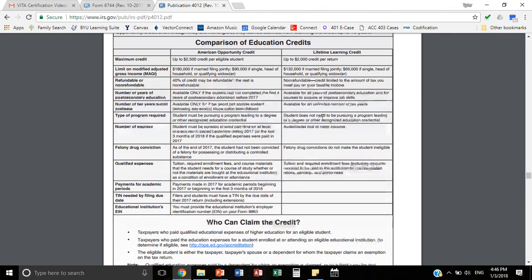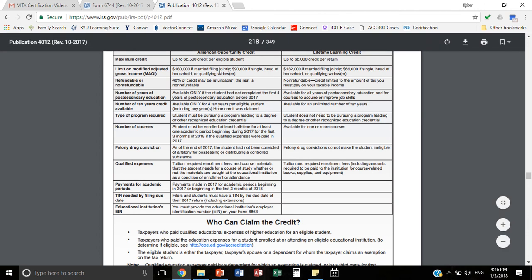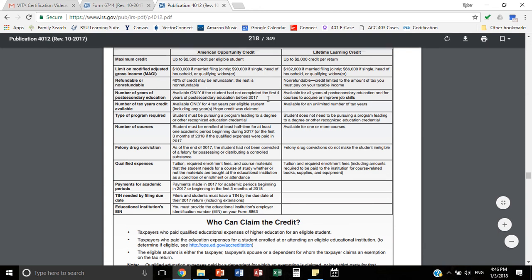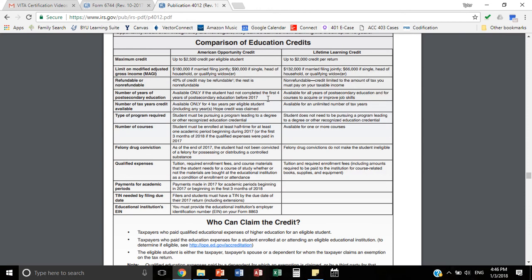So this little table right here talks about the American Opportunity Credit as well as a Lifetime Learning Credit. But the American Opportunity Credit is the one that we're looking at. This just talks about some of the details of the credit, but starting right here, it's available only if the student had not completed the first 4 years of post-secondary education before 2017. It says that Chris was in his 3rd year of school, so he hasn't completed his 1st year, so he fits that criteria. It's available only for 4 tax years per eligible student, including any years Hope Credit was claimed. The Hope Credit is basically the precursor to the American Opportunity Credit.